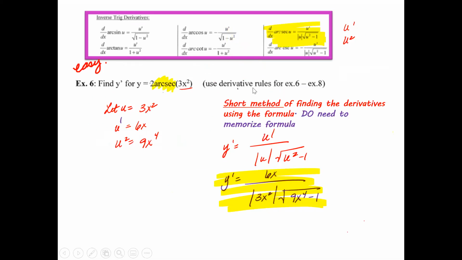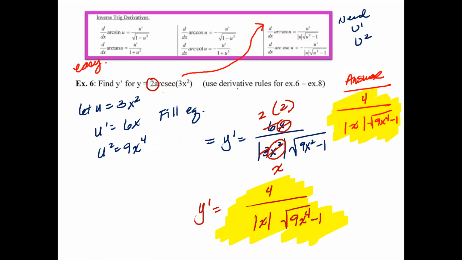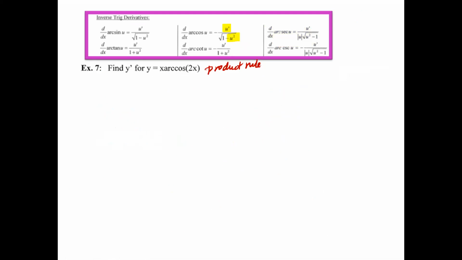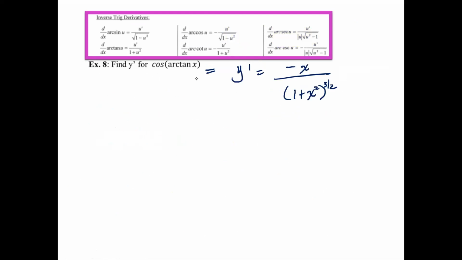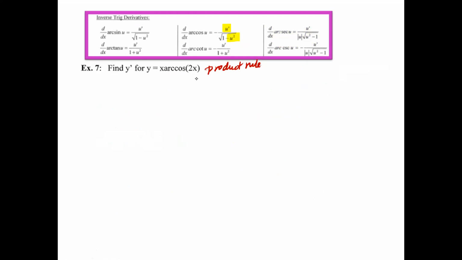Let's go ahead and take a look at example number 7. Okay, so for example number 7, I'm not even going to attempt to do the long way because that seems extremely long. Let's go ahead and just try to do the short way. So looking at this one, you're looking at arc cosine. So this is the formula you're going to need. If you're looking over here, you know you're going to use u prime and u squared. So looking at this, let's go ahead and before we do the let, because there is a multiplication here, you have to use the product rule.